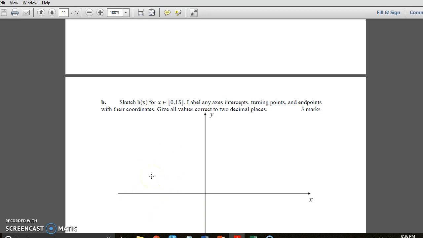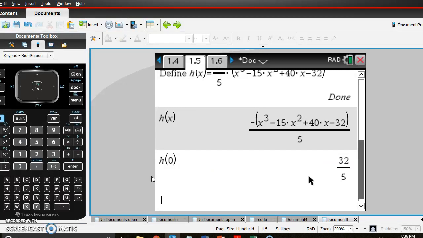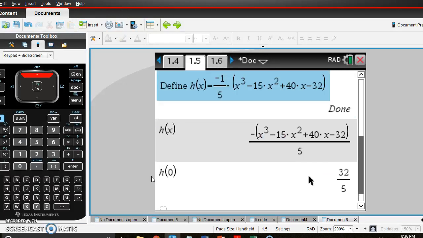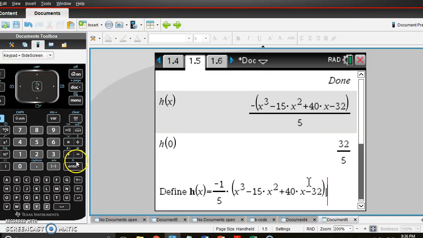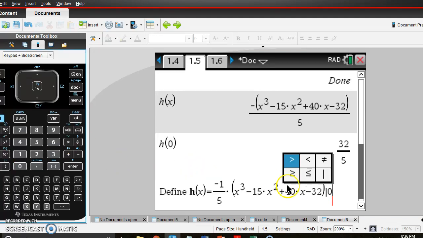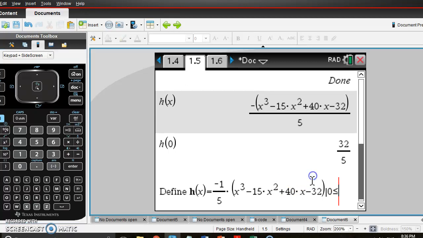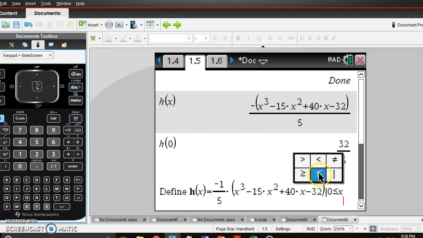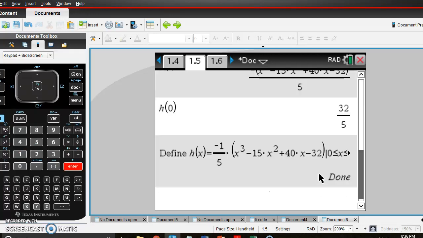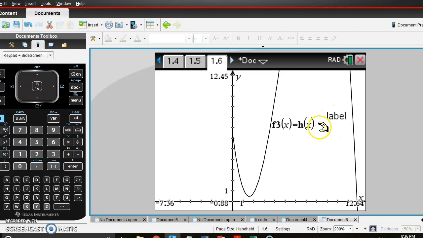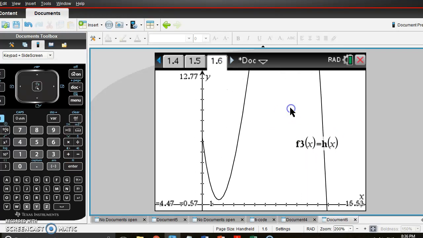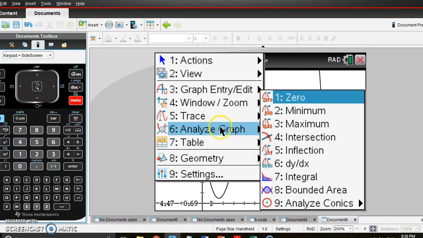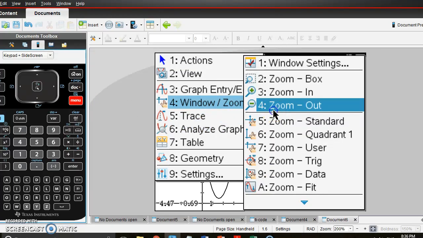So let's restrict the domain. To restrict the domain, I'm going to go back up here, and I'm going to say where 0 is less than or equal to x, and x is less than or equal to 15. And then I can go back to my graph, and I can see that's where it's gone to. I will zoom out a little bit. Window zoom out.